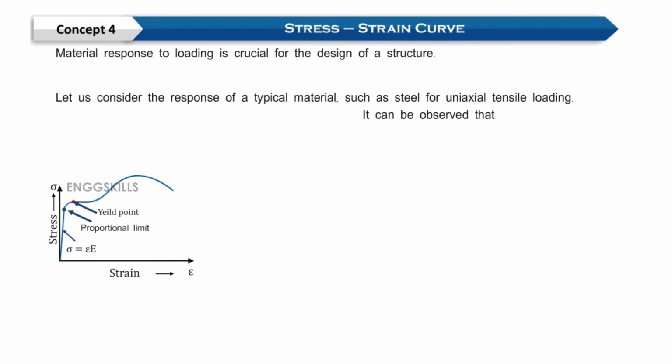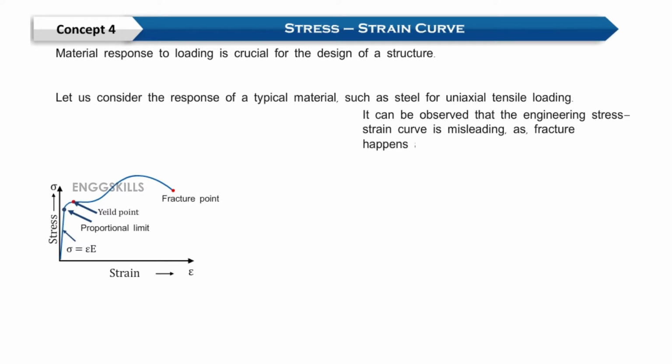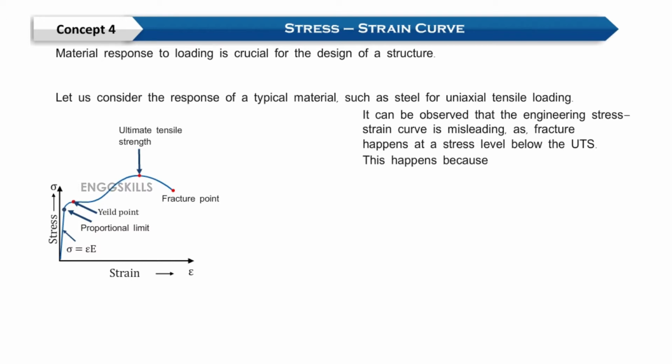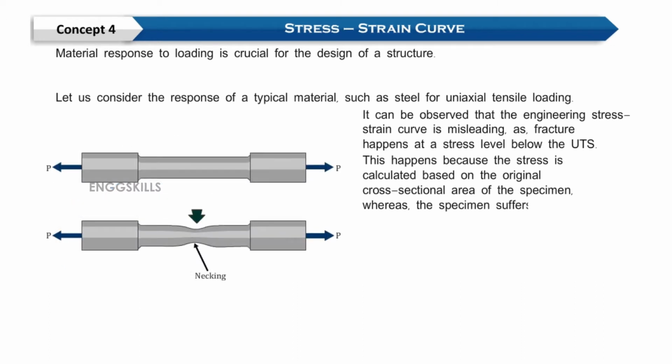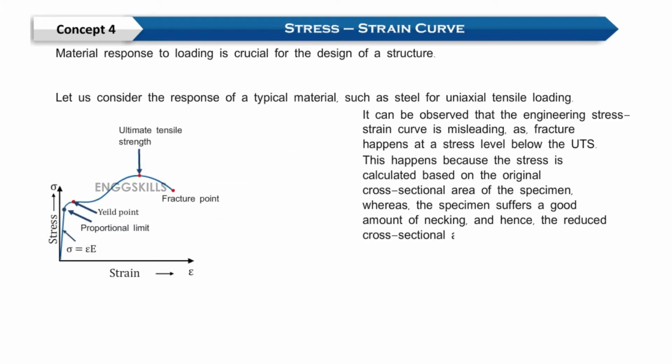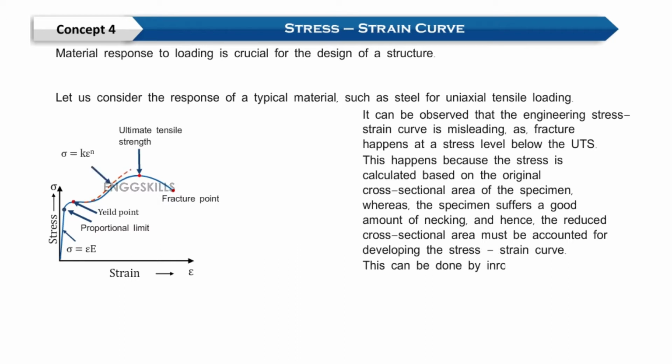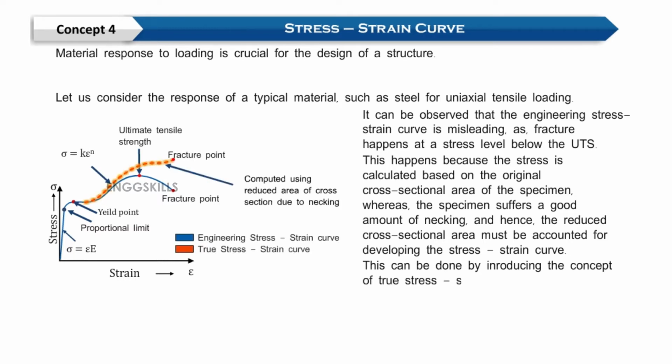It can be observed that the engineering stress-strain curve is misleading, as fracture happens at a stress level below the ultimate tensile strength. This happens because the stress is calculated based on the original cross-sectional area of the specimen, whereas the specimen suffers a good amount of necking, and hence the reduced cross-sectional area must be accounted for in developing the stress-strain curve. This can be done by introducing the concept of the true stress-strain curve.